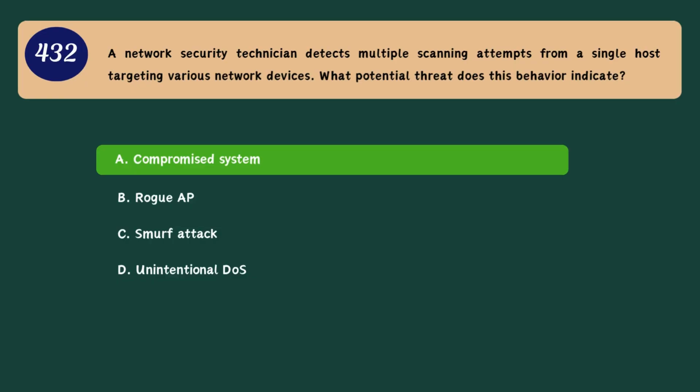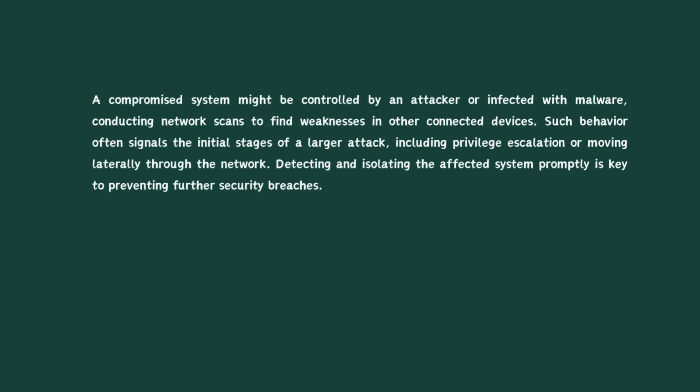Correct answer. A. Compromised system. A compromised system might be controlled by an attacker or infected with malware, conducting network scans to find weaknesses in other connected devices. Such behavior often signals the initial stages of a larger attack, including privilege escalation or moving laterally through the network. Detecting and isolating the affected system promptly is key to preventing further security breaches.